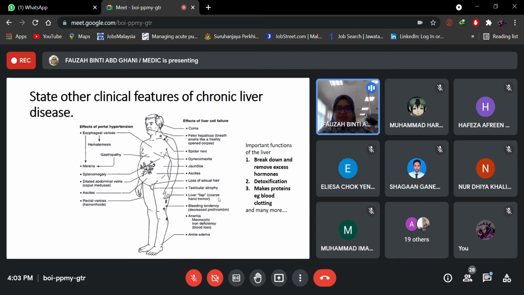I mentioned earlier in the normal physiology of the liver that one of its functions is the production of proteins. One of the important proteins that is supposedly being produced is prothrombin. Now when the liver is dysfunctional, a decreased amount of prothrombin is made, so one would have a bleeding tendency. They will bleed more easily.